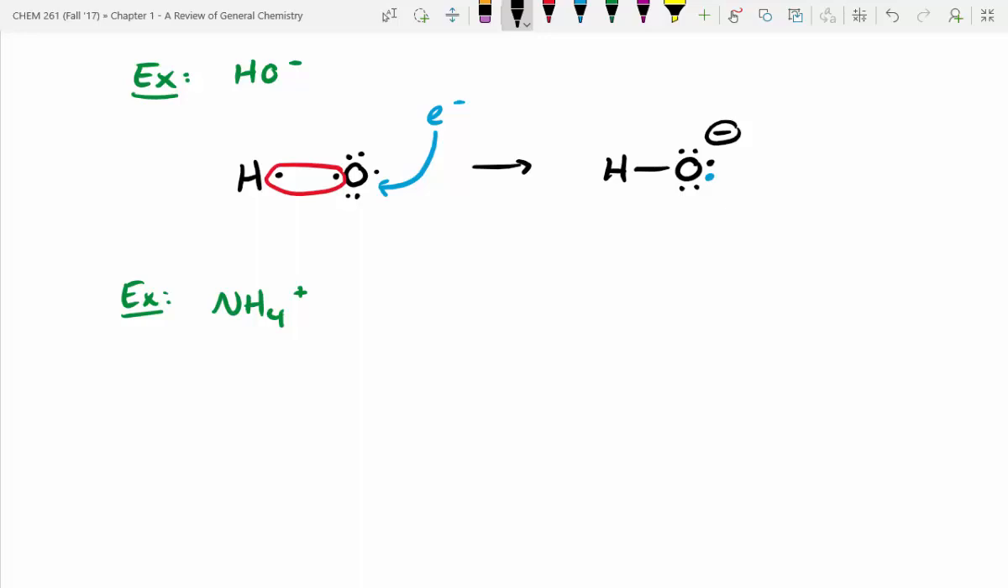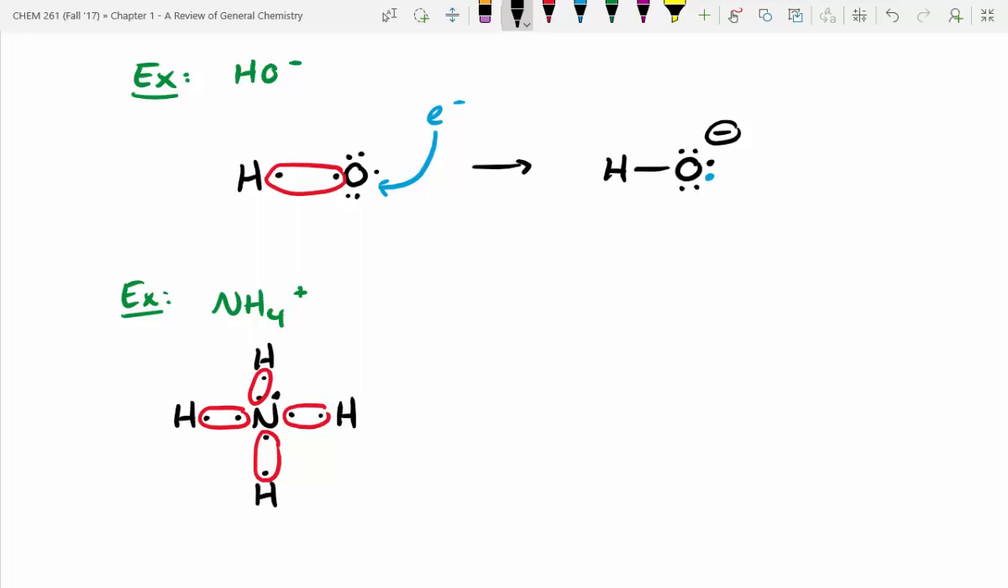So nitrogen has how many valence electrons? 5. So I'll go 1, 2, 3, 4, 5. We've got 4 hydrogens. Each of those has 1, like we just had. I'm going to put it equally around it. And then like before, I'm going to circle these. We like to have paired electrons, so I'm going to pair that one, pair those two, pair those two, pair those two, and actually I'm going to move this electron over a smidge.